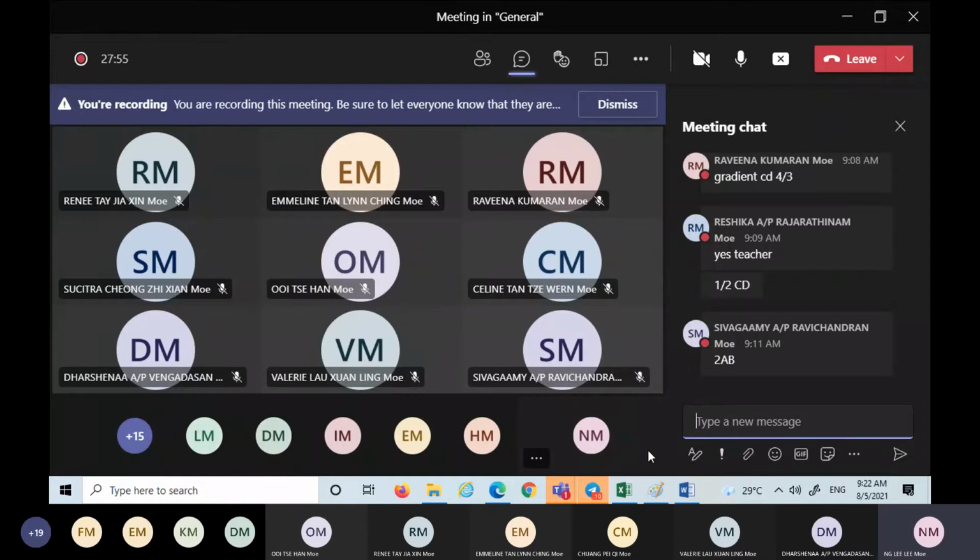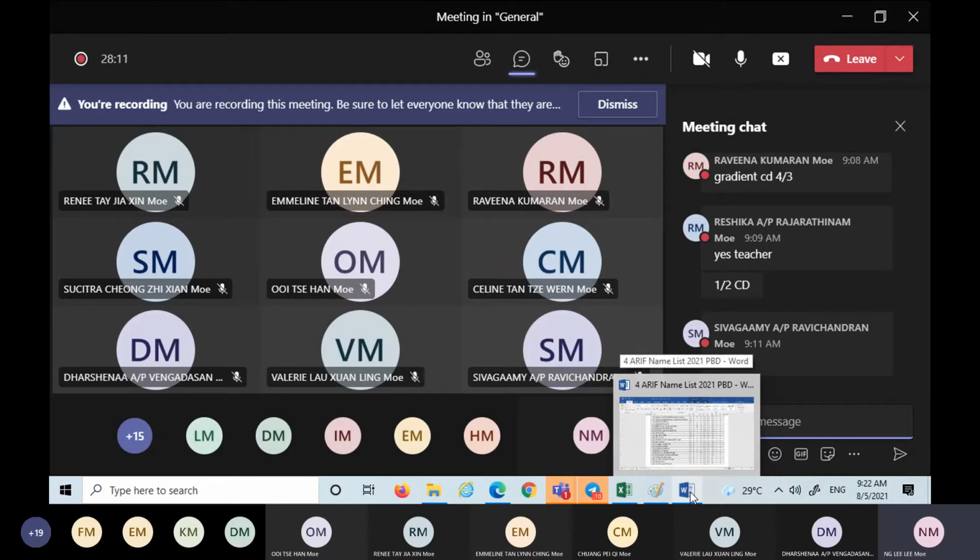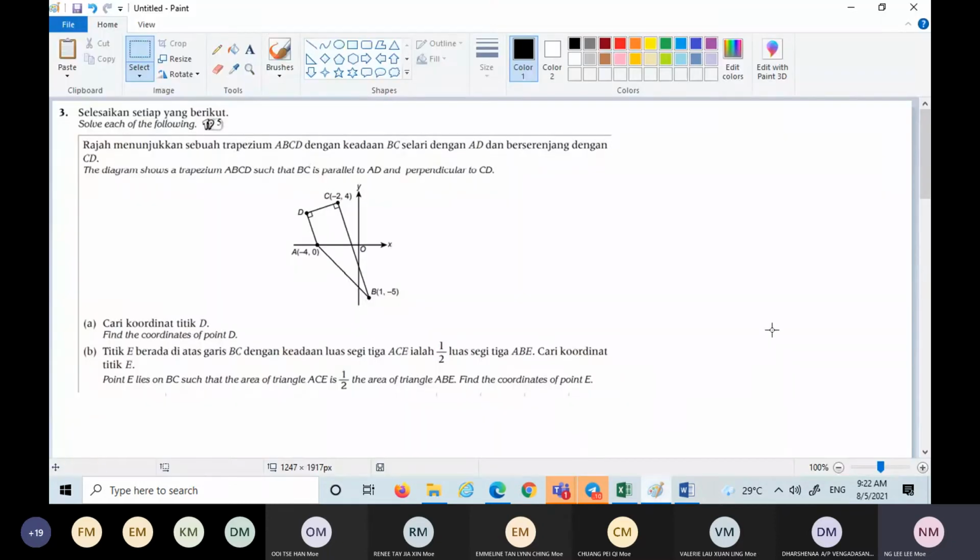Now we continue with your PVD. I know that question 1 mostly got no problem, question 2 as well. Mostly you will have problem in question number 3. This one you did on Tuesday, so 2 days ago, I hope you still can remember. This is question number 3. Can you see the question? Yes, teacher, can.